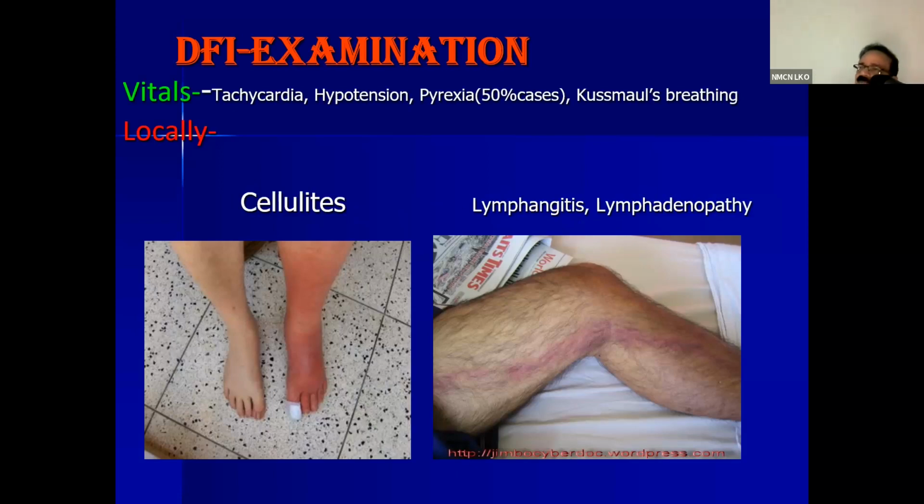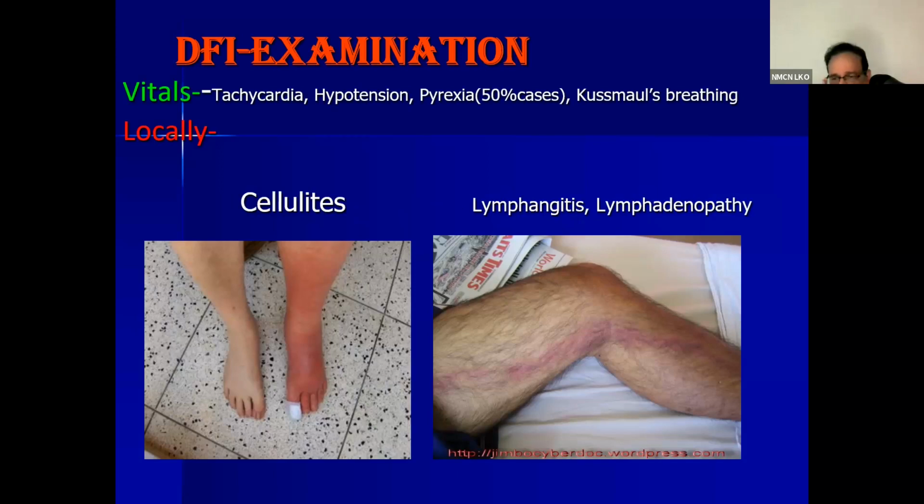You should remember that pyrexia may be present only in 50% cases. Many times, the patient with a diabetic foot ulcer is lying down straight, enjoying everything, and says, "No, sir, I have no pain, no infection, no fever." You should think that a fever may be absent in 50% of the cases, right? You should remember this thing.